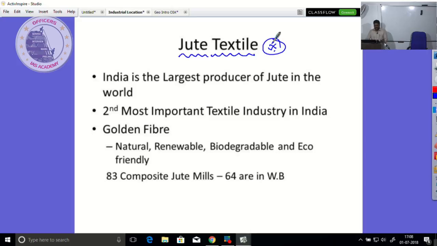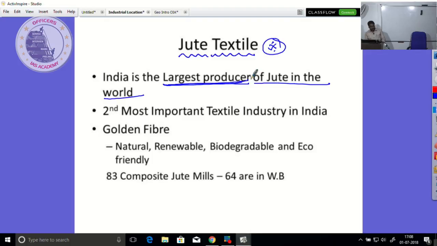Just to tell you that India is the largest producer of jute in the world, sir. India is very closely followed by Bangladesh and China. These are the three large producers of jute in the world, dominated by India. India is the largest producer of jute.